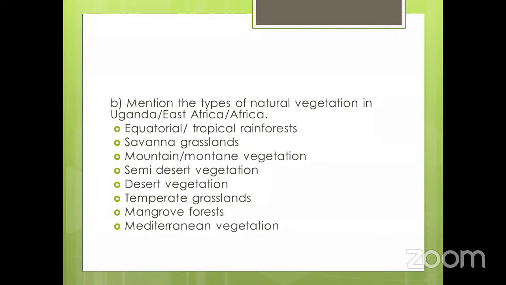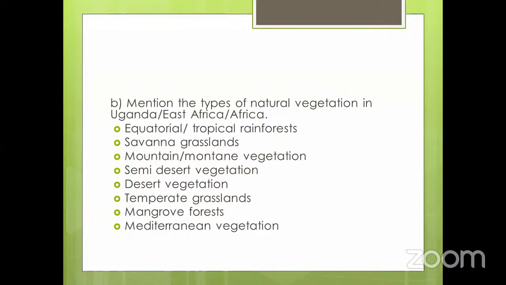In Africa, they are not 7, but around 8. Then in East Africa, we shall talk about 5. Which 5 are we talking about? We have equatorial or tropical rainforest, savanna, mountain vegetation, semi-desert, and lastly mangrove forest. Desert, temperate, and Mediterranean are not in East Africa and Uganda. That is what we need to know.